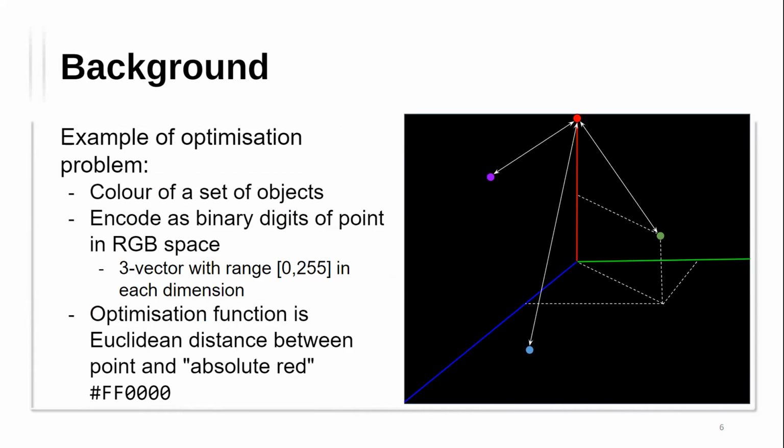So this is an example of an optimization problem. We just have a color of a set of objects. We encode it as a 3-vector in RGB space, and our distance function, or optimization function, is just the distance between the point and the absolute red. We want to optimize it to become red, for example. So on the right, we just see a diagram visualizing this.